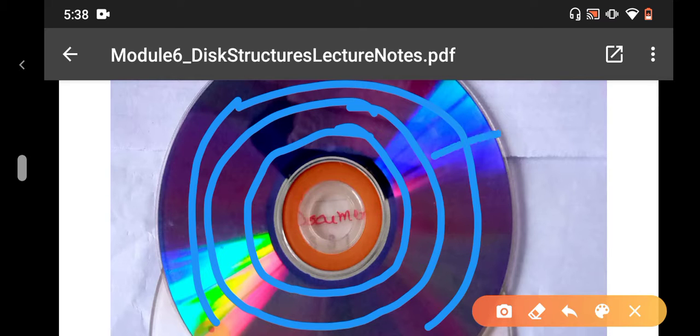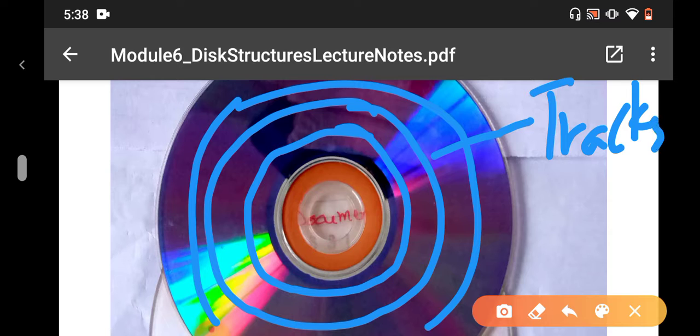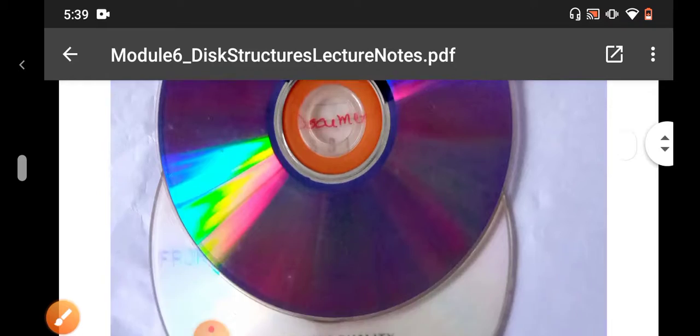These circles are called tracks, and every track consists of sectors. Such discs are concentrically arranged one over the other.